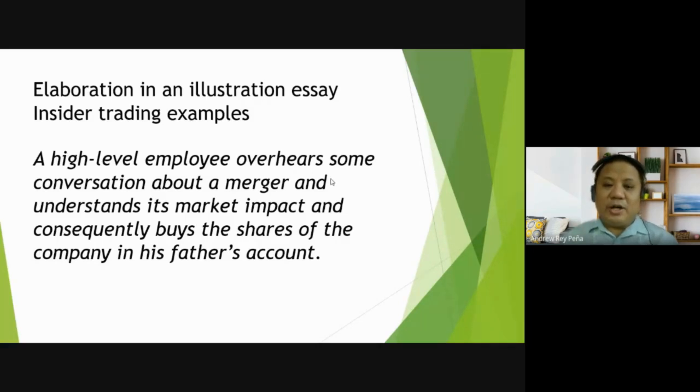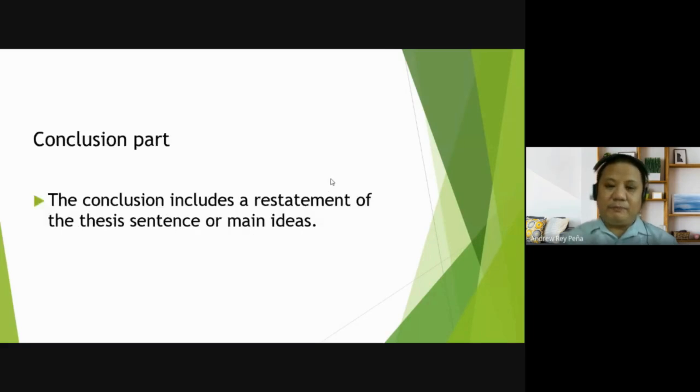So, because of those examples, you are able to understand the concept of insider trading, something that's probably not very familiar to many of us. Because of the illustration essay, and through the examples in the illustration essay, we are able to understand the concept of insider trading. For the conclusion part, it simply includes a restatement of the thesis and a summary of the main ideas. That's for illustration. The keyword is examples.